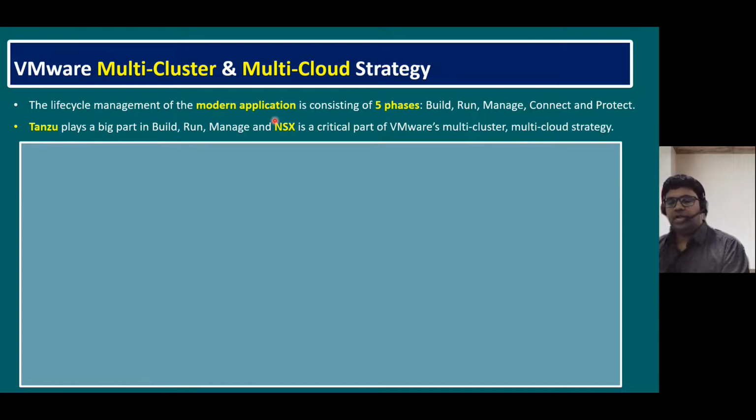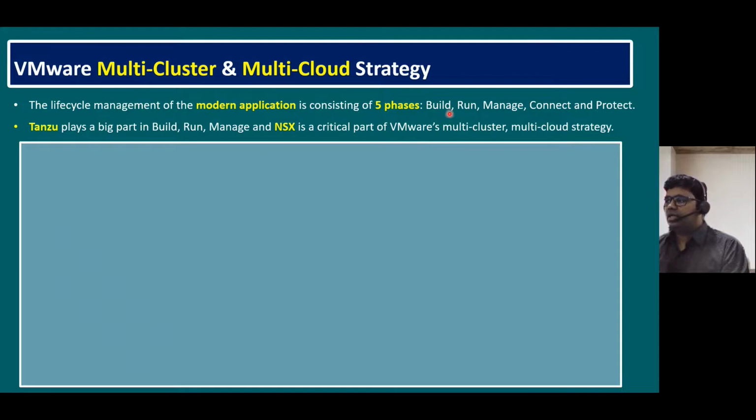And application architecture has also changed from monolithic to tier-based architecture, and from tier-based architecture to our latest architecture, which is microservice architecture, and all are running on containers and microservice applications. These are all modern applications. A modern application consists of 5 phases. The phases are: first build, second run, and third manage, connect, and protect.